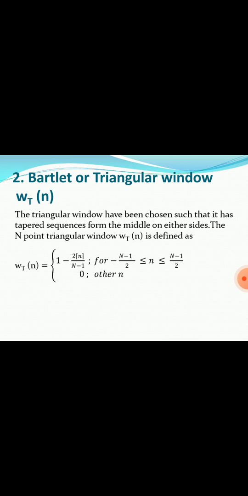Second one, triangular window. For the triangular window, the sequence will have the magnitude 1 minus 2n by (N minus 1), for the values of n varying from minus (N minus 1) by 2 to plus (N minus 1) by 2. For other values of n, the magnitude will be 0.